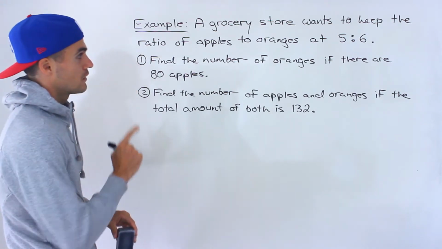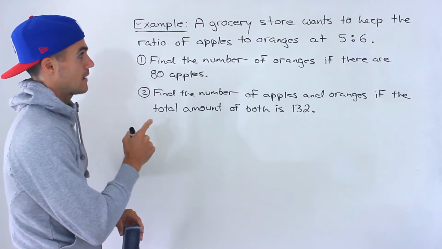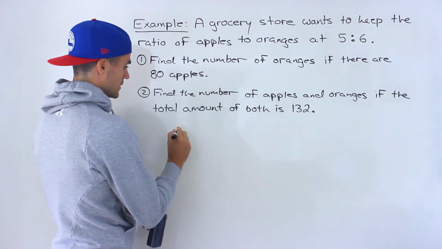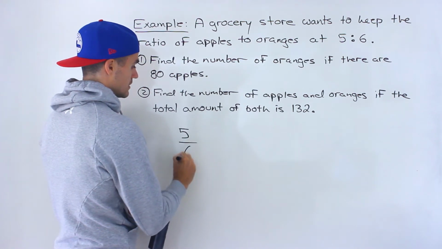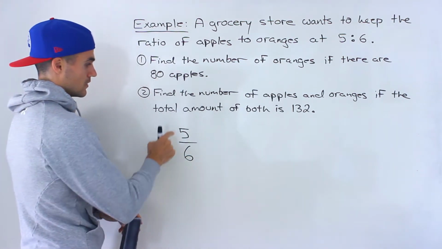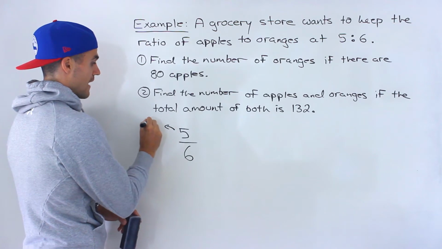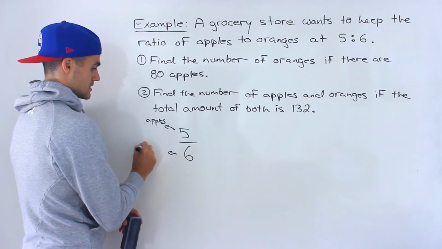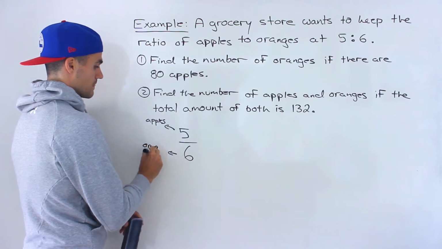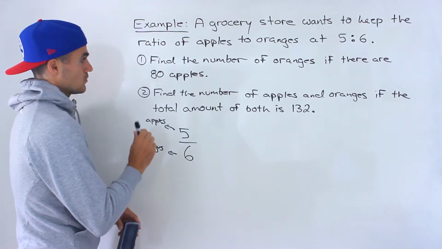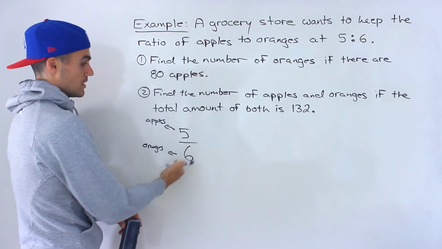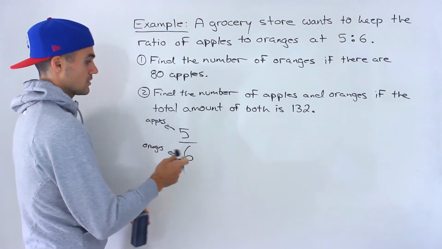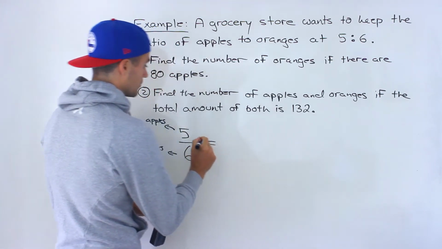So starting with number one, we've got to find the number of oranges if there are 80 apples. Notice that the ratio of apples to oranges is 5:6. What I'm actually going to do is express that as a fraction. So for every 5 apples, there have to be 6 oranges. What's the number of oranges if there are 80 apples, if they're going to keep this ratio? Well, you could just set up an equation, a proportion.